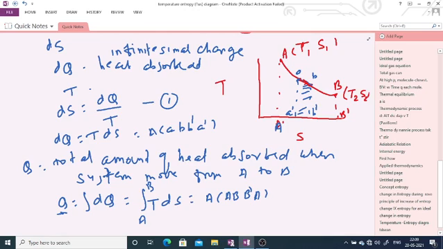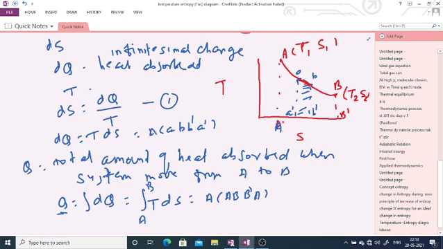Similarly, in the PV diagram there is also the work done. The work done there is the area under the curve, as in the PV diagram. Here we consider the amount of heat absorbed by the system. So we got the area under the curve.